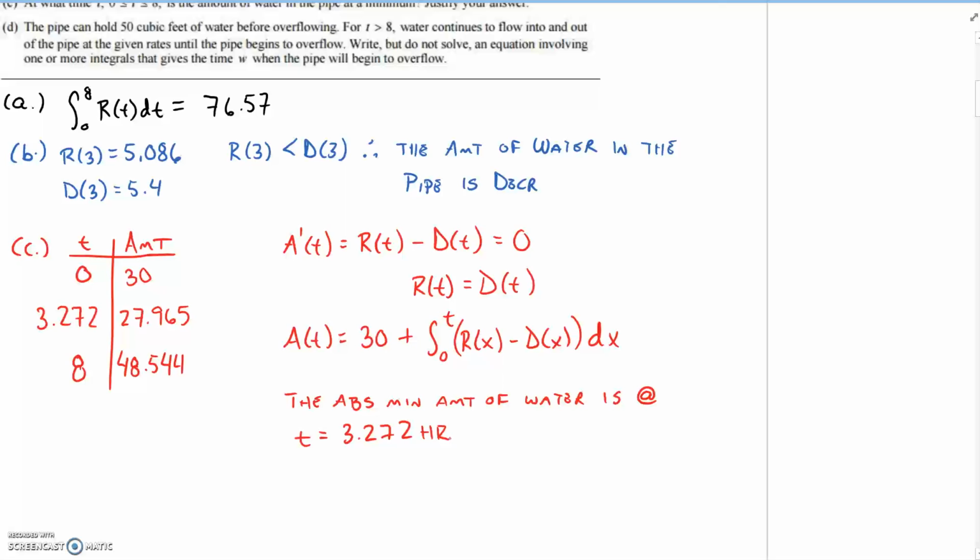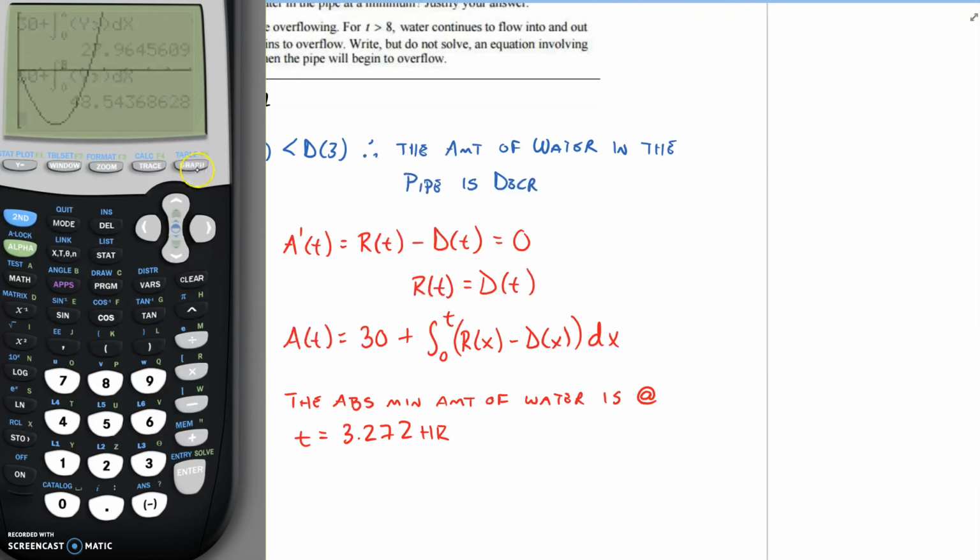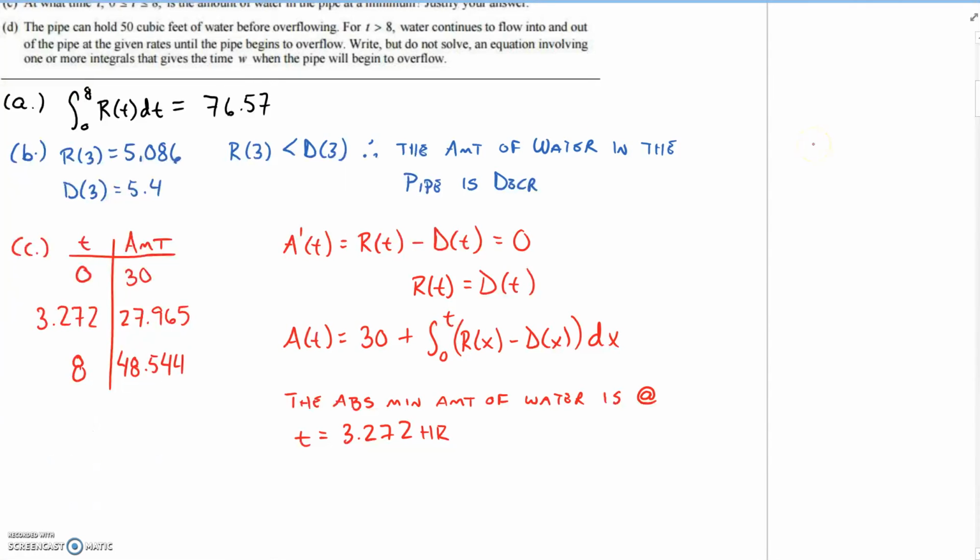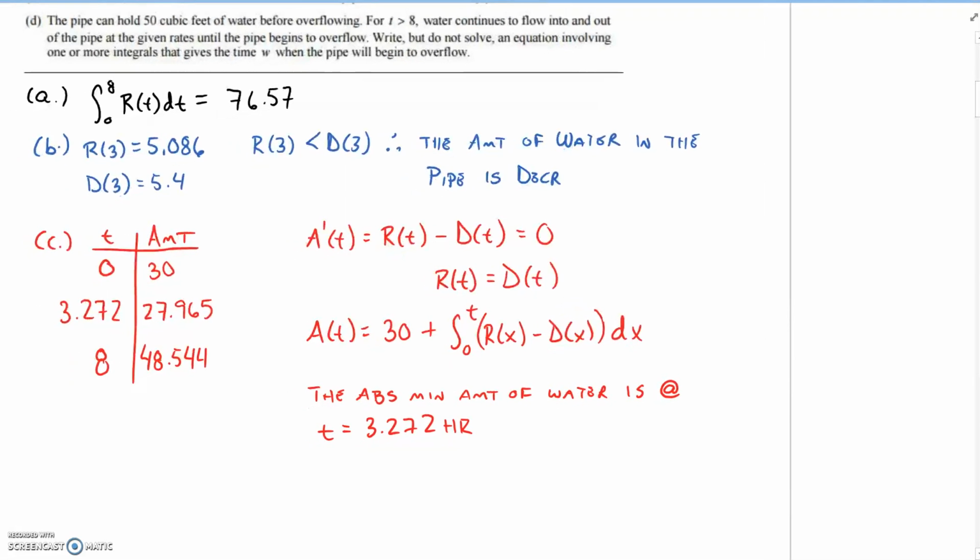There's an alternative justification here. What I have is that the rate at which the total amount is changing is a relative min. Looking at the graph, the rate at which the total amount is changing is going from negative to positive. So because A prime of t, or r of t minus d of t, is changing from negative to positive, then 3.272 is a relative min, and it's the only critical point. Therefore, it's the absolute min. So that's an alternative justification to what we did here.